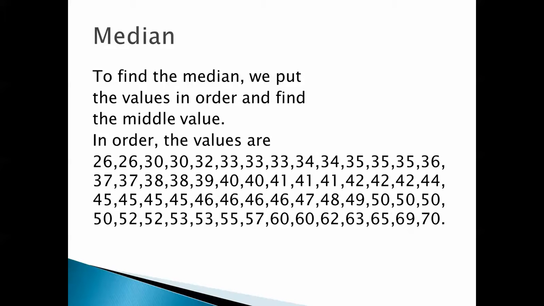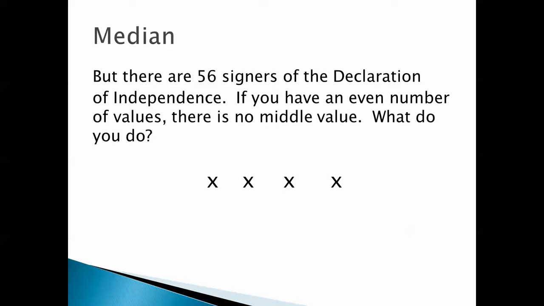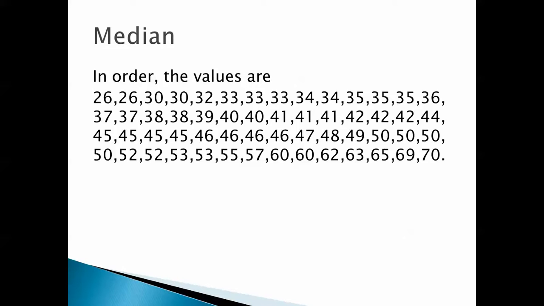So here are the values, in order. And to find the median, again, we find the middle value. If you have 5 values, it's the middle value. There are 56 signers. That's an even number. What do we do? Since there's an even number, you take the average of the middle 2 values, and that's your median.